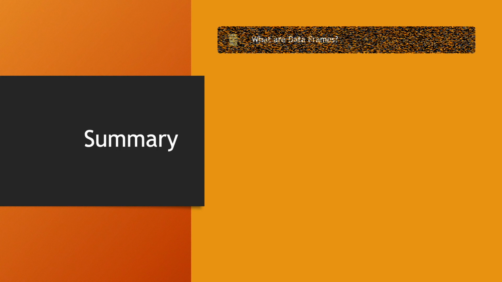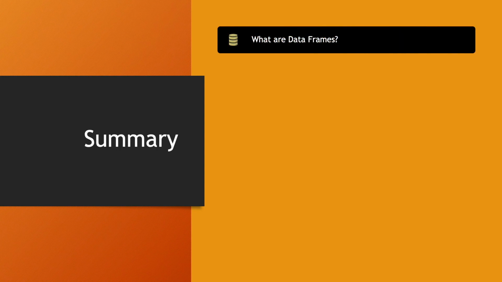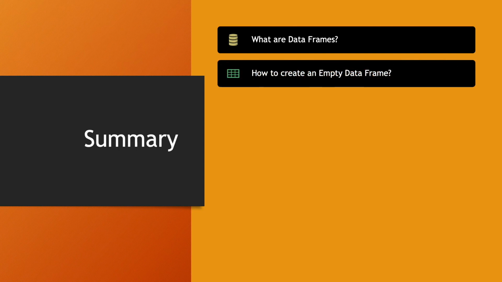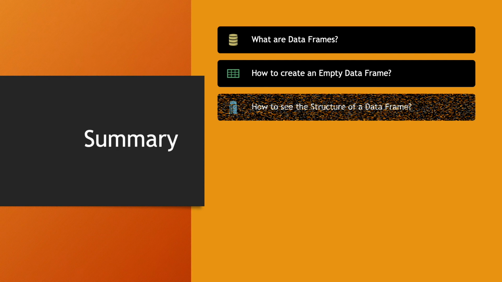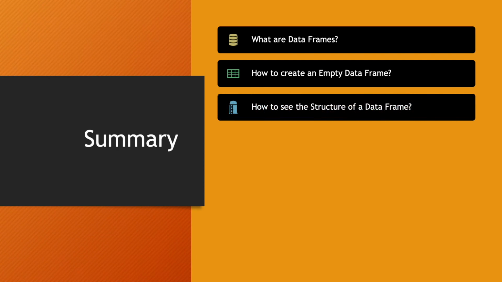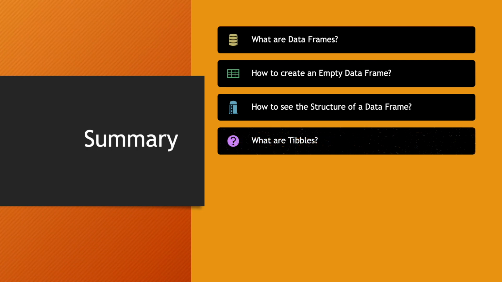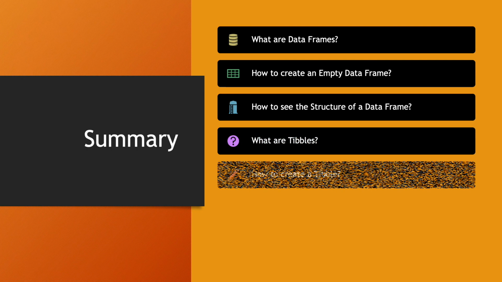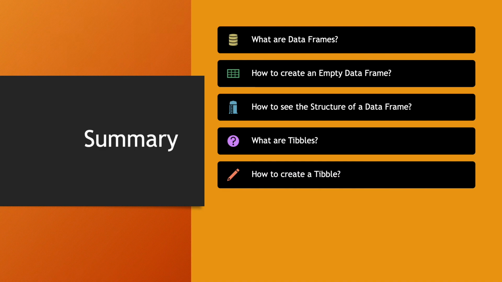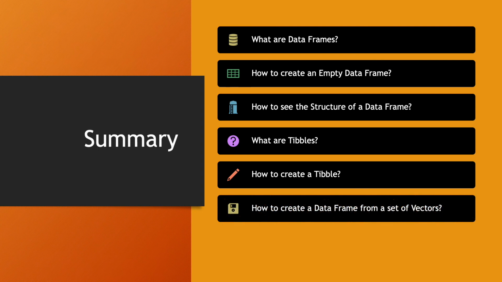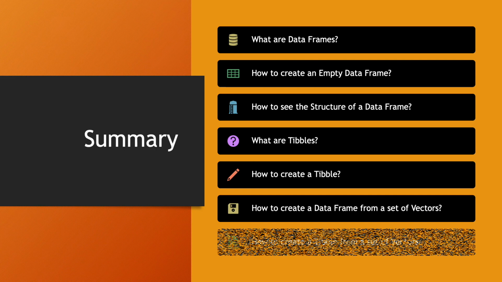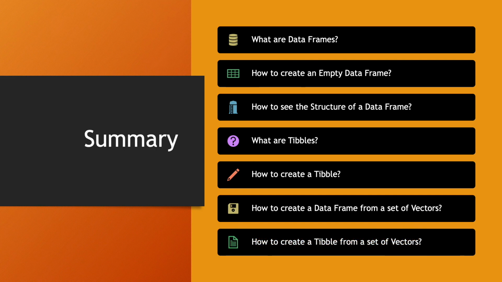So let's summarize what we just discussed. So we discussed what are data frames. Then we discussed how to create an empty data frame using the data.frame function. Then we discussed how to see the structure of a data frame. We also discussed what are tables and how to create a table using the table function in the table library. Then we discussed how to create a data frame from a set of vectors, and we also discussed how to create a table from a set of vectors.